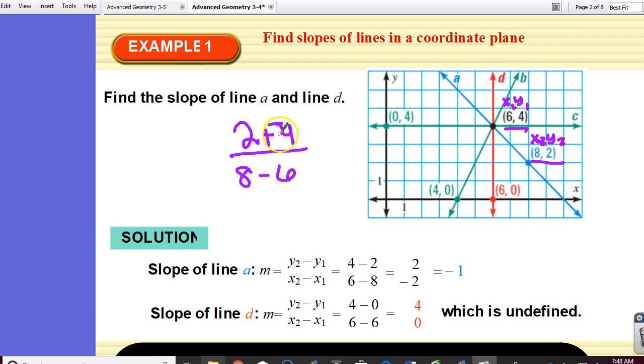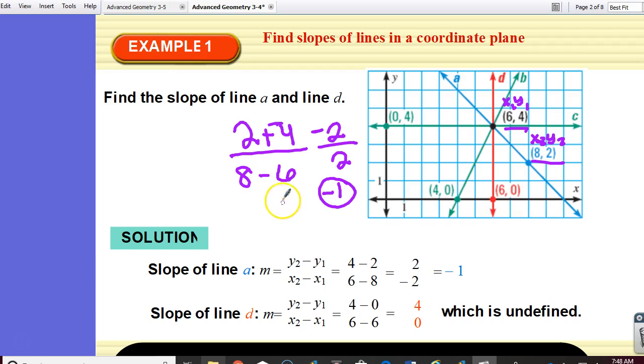Bam, bam. Looks weird. 2 plus negative 4, adding different signs, subtract. 4 minus 2 is 2. Take the sign of the larger number, negative 2. 8 minus 6 is 2. Negative 2 over 2 reduces to negative 1. So you could also solve this problem numerically. Instead of using the graph, you could have used the actual coordinates and thrown that into your slope formula.